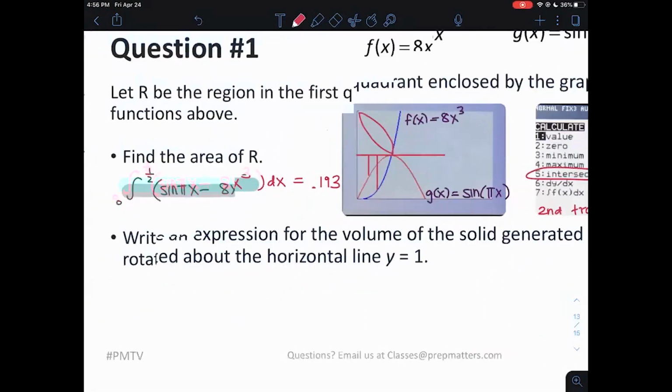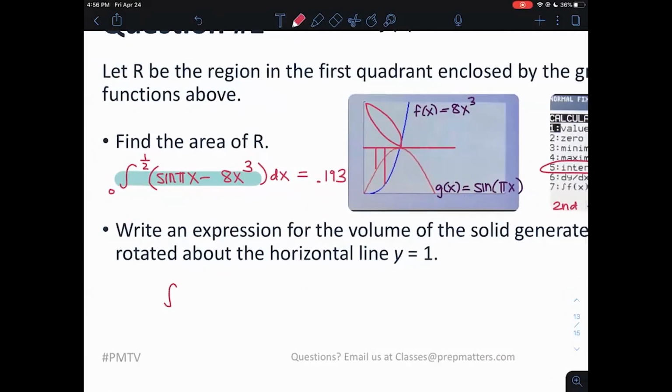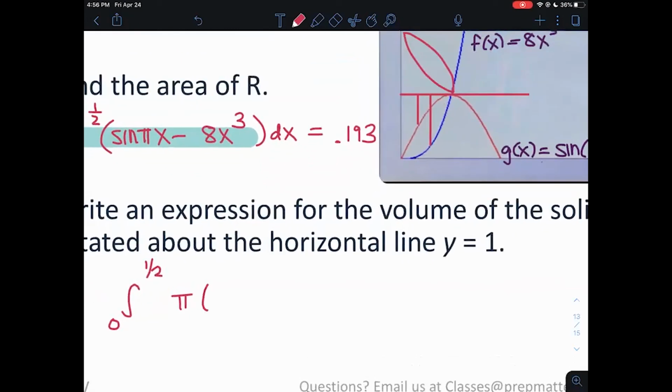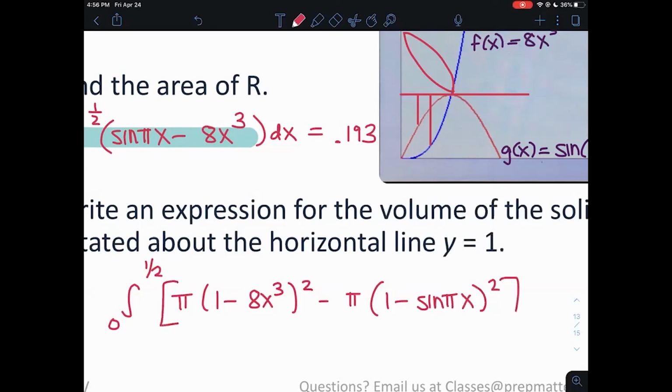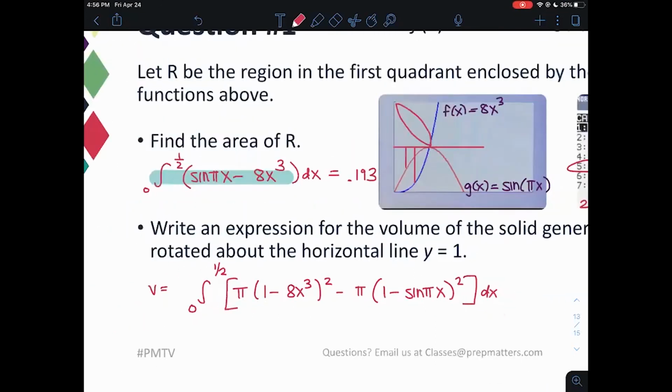So my volume of my solid here is going to be the integral. So volume equals the integral from 0 to, what was that x value? 1/2 of pi outer radius, which is 1 minus my blue function, my 8x cubed squared, minus pi times my inner radius, 1 minus sine of pi x squared. And I'm integrating all of that with respect to x.